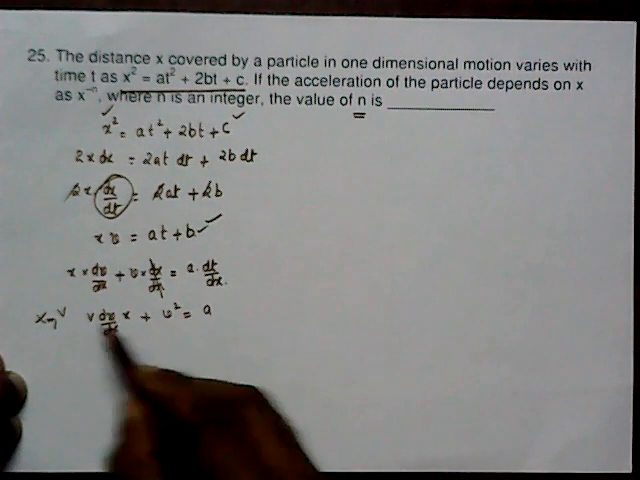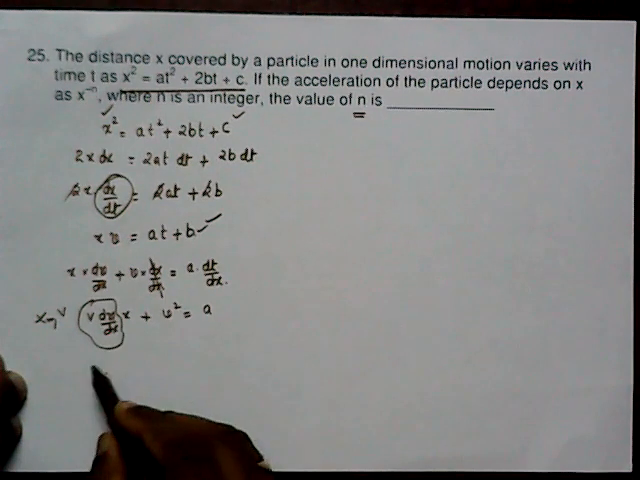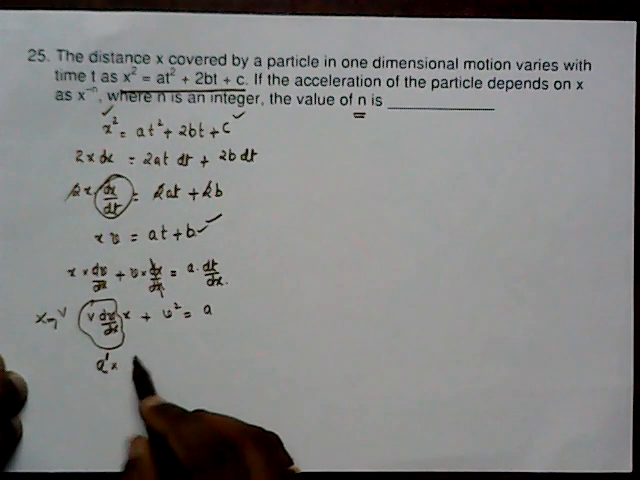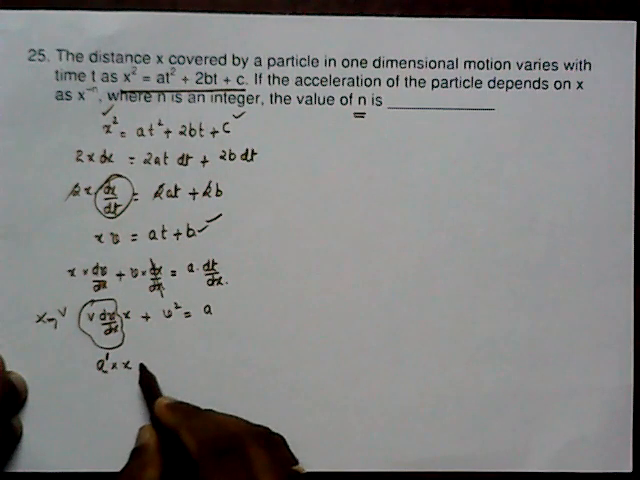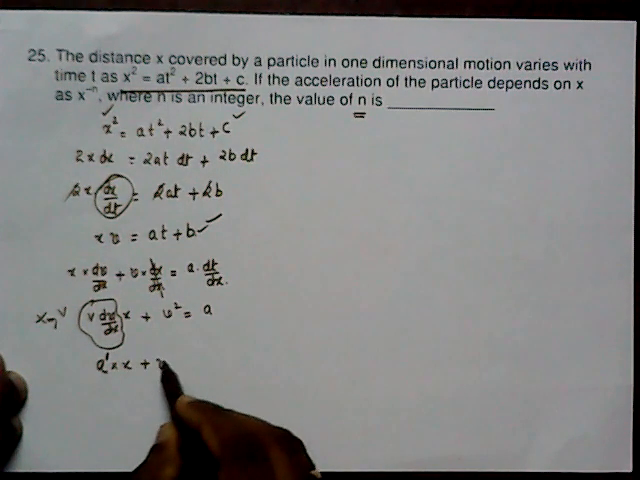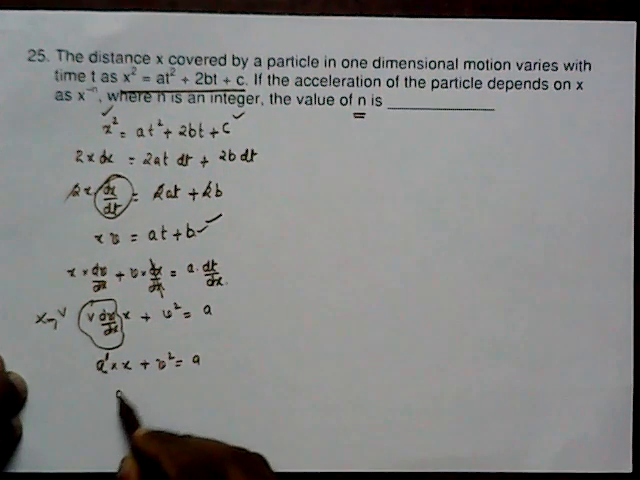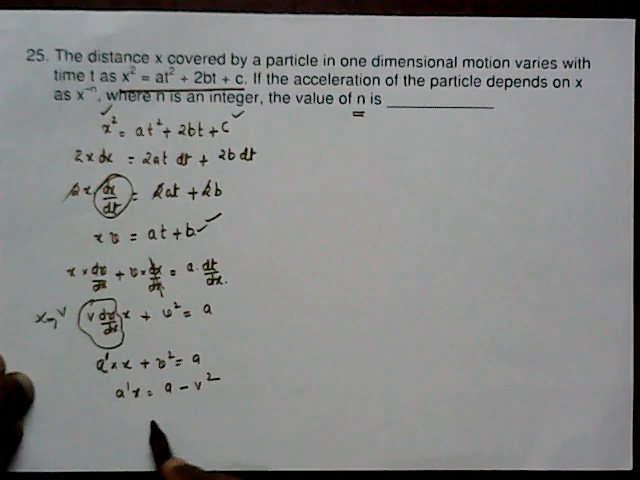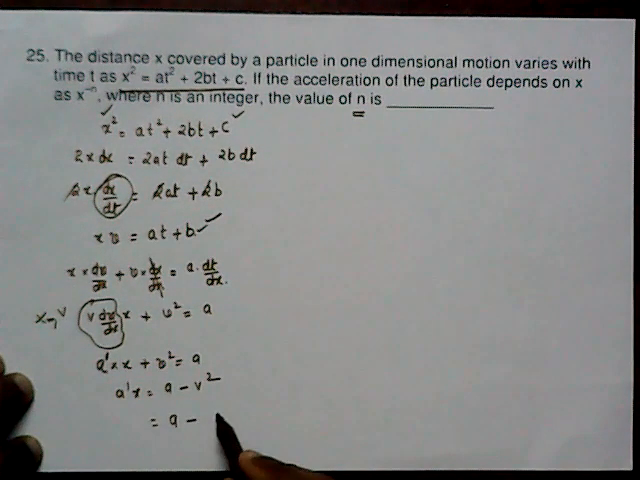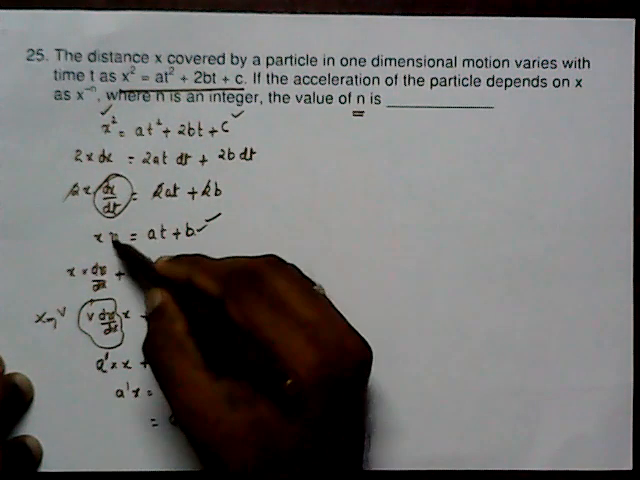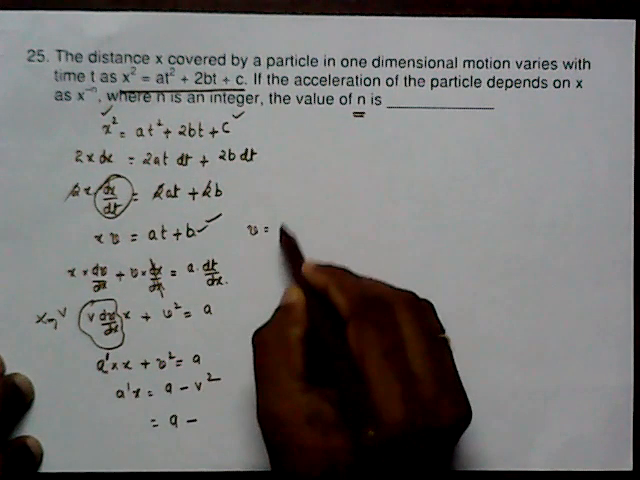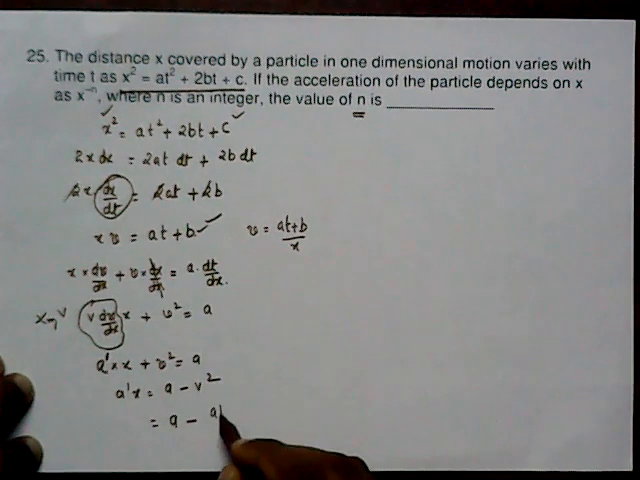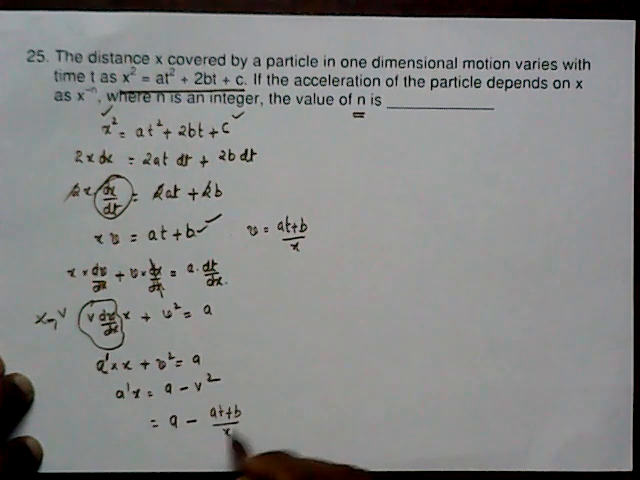And we know the concept that v into dv by dx is nothing but our acceleration. Don't confuse, it is represented as a dash. So a dash x plus v square equal to a. So a dash x is equal to a minus v square. But we know the value for v square. We can easily find the value for v from that: v is equal to at plus b by x. So at plus b by x, the square.